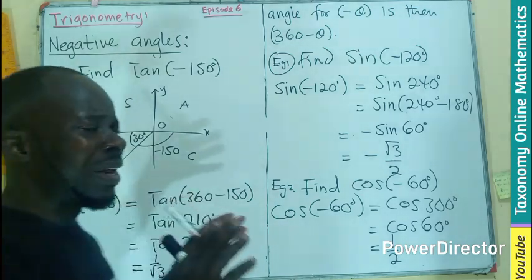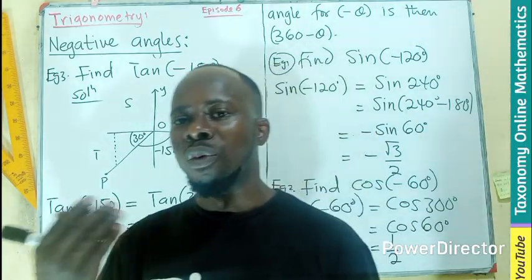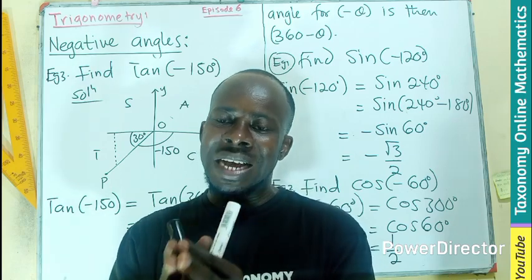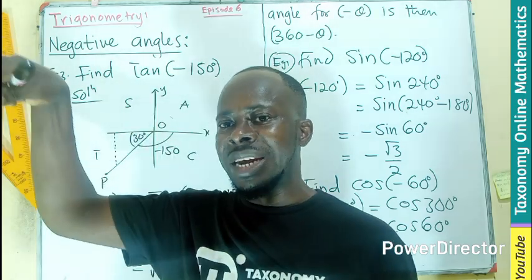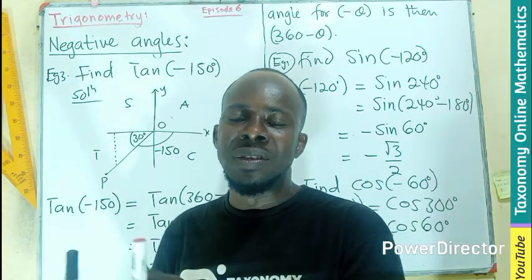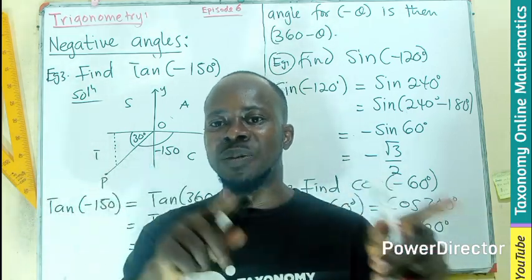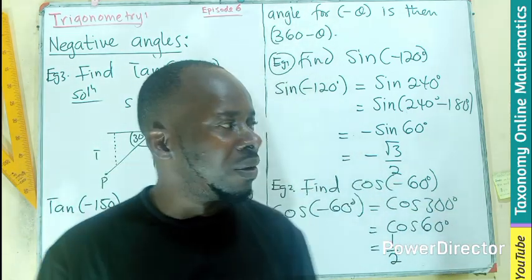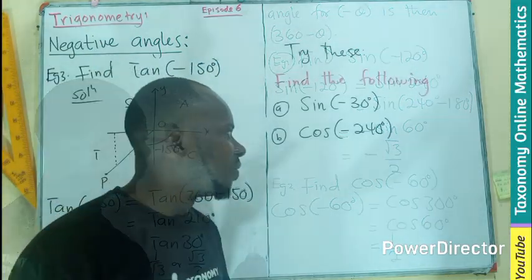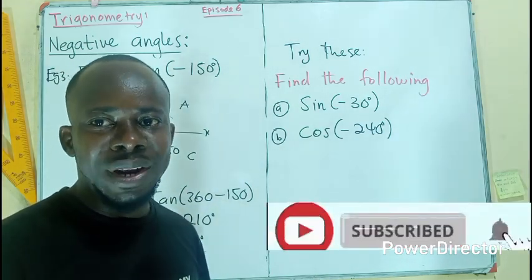Now, if you look at these 3 examples, I'm sure they will give you a fair idea how we deal with negative angles. The moment you understand that to find the positive angle to that negative angle, you subtract from 360, then find the quadrant in which your angle is now situated. Then use the principles of CAST and identify whether it is a positive value or a negative value. For that, you also try to find sine of negative 30 and cos of negative 240. Leave your answer in the comment section as we keep learning together.